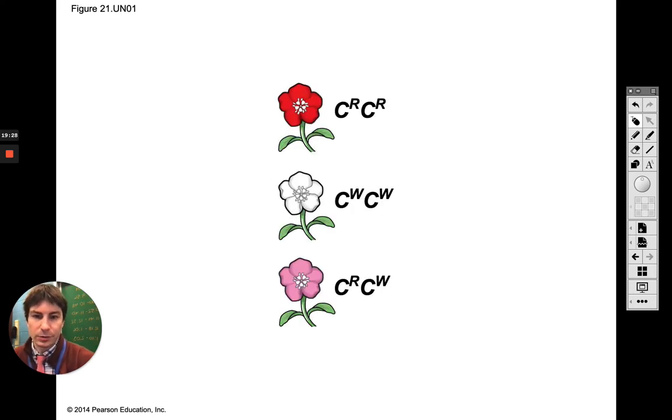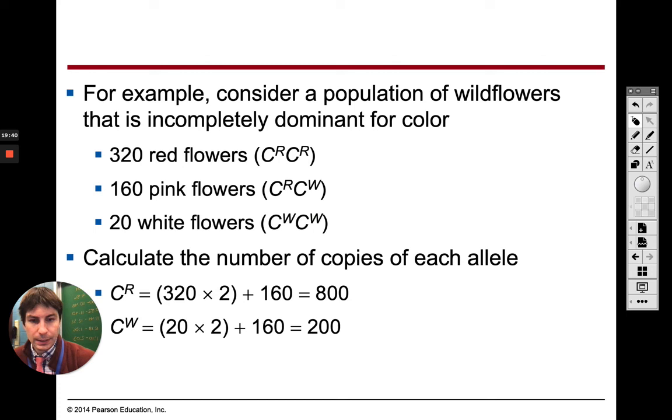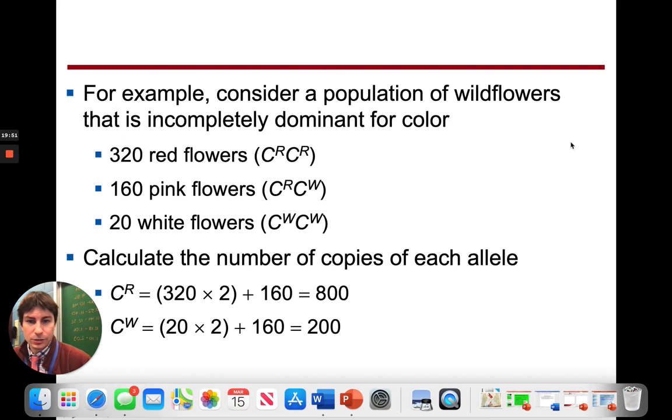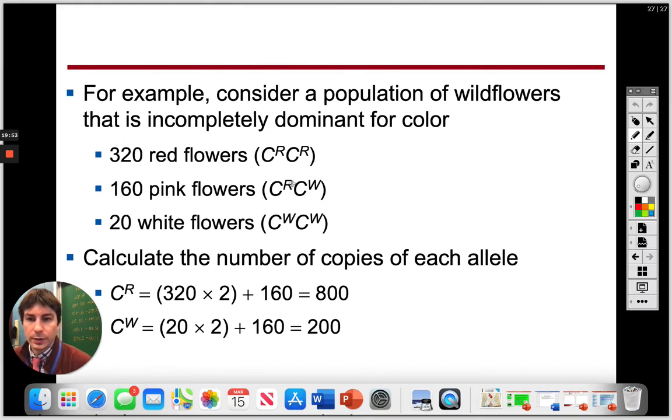All right, so here are flowers. This is obviously incomplete dominance. We have red flowers, white flowers, and pink flowers. Pink flowers would obviously be the heterozygous ones. So let's say we had 320 red flowers, 160 pink flowers, and 20 white flowers. So here's your first thing to do.